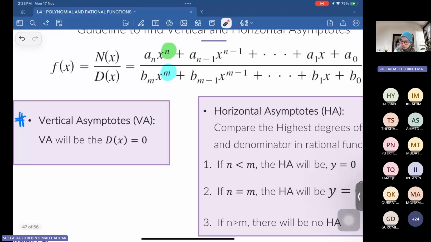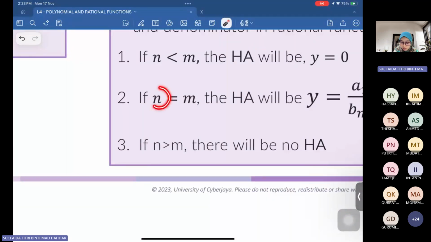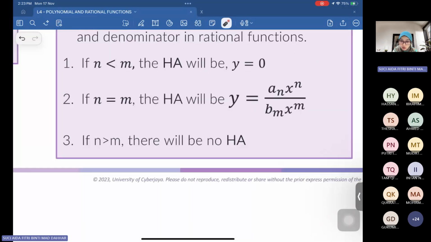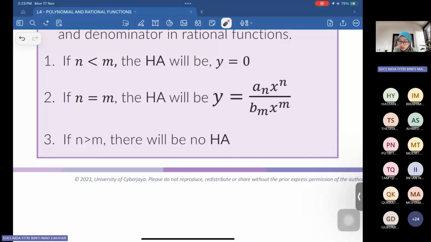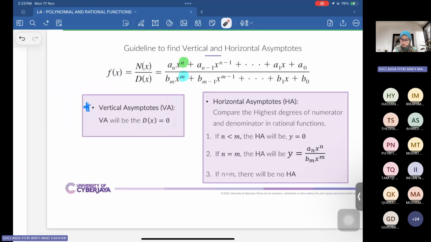The second case is when the degree of the top, the numerator, is exactly the same as the degree of the denominator. How do you get the horizontal asymptote? You take the leading term on the top divided by the leading term in the bottom. Because the powers are the same, you will be able to cancel off the x term. That leaves you with the coefficient only. For example, let's see.